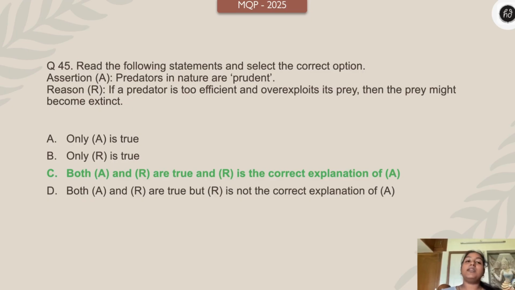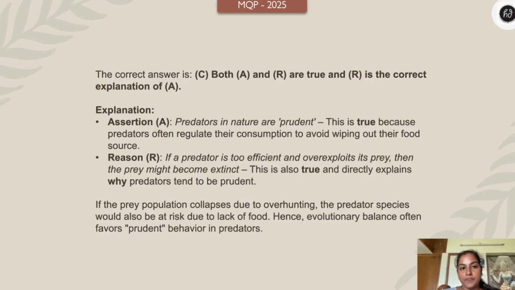Yes, so definitely both are true, and the reason is the correct explanation. For that, you have to know the meaning of the word prudent. First of all, both are true statements. And how is the reason the correct explanation for you? First, try to understand the meaning of the statement.